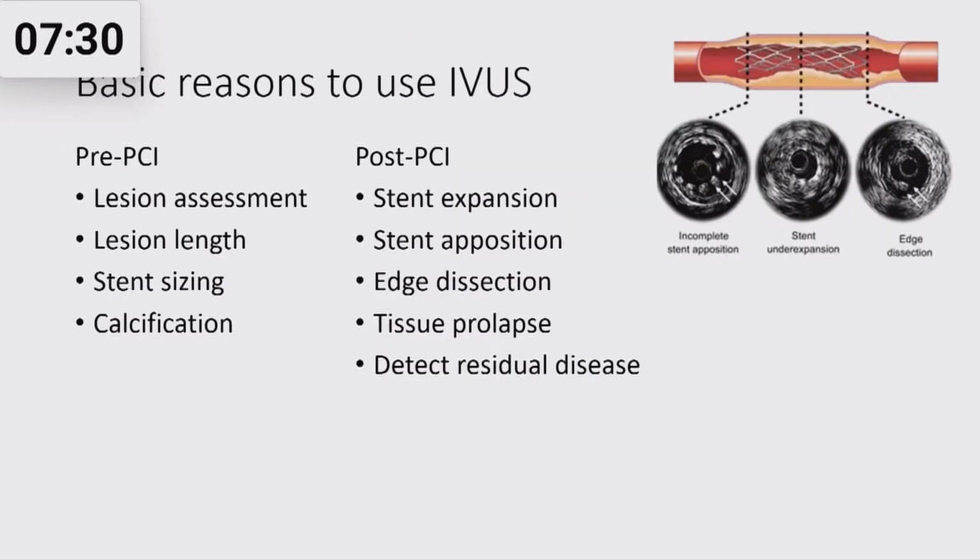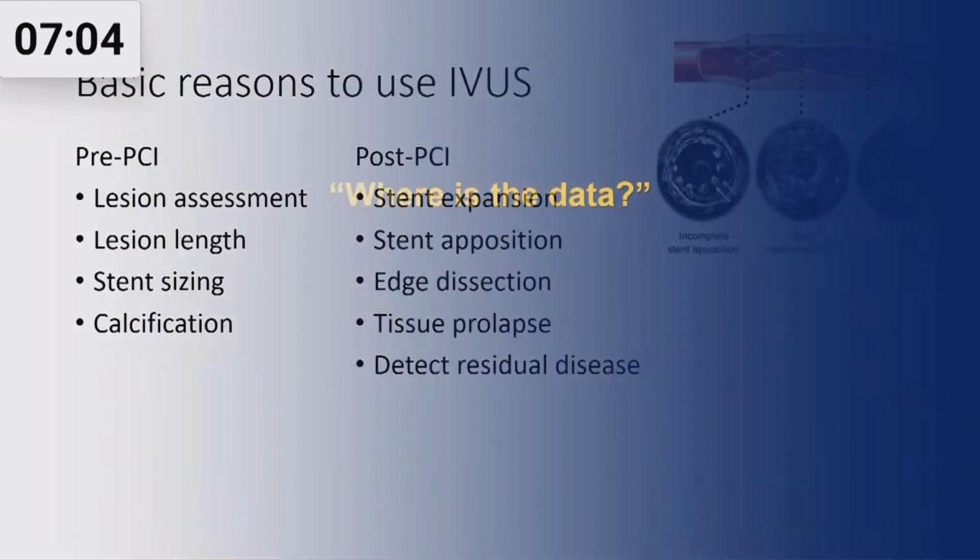So now let us see the basic reasons for using IVUS. Pre-PCI: lesion assessment, lesion length assessment, stent sizing and calcification. These are the important features that you can assess by IVUS. Post-PCI: stent expansion, stent apposition, dissection, tissue prolapse, and detecting residual disease. These are the things we can detect using IVUS during the procedure.